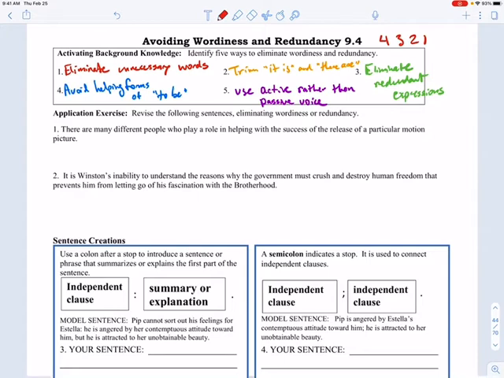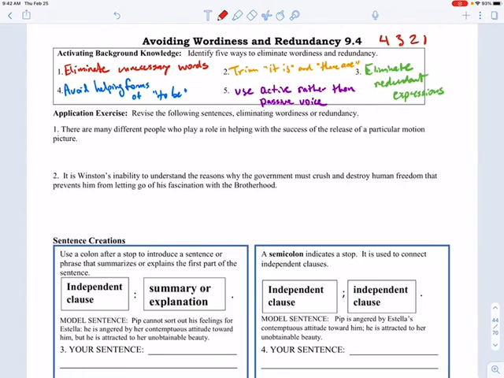These are 5 ways to eliminate wordiness and redundancy. First, number 1, eliminate unnecessary words. So you don't want a bunch of extra words that are not necessary in your writing. Trim "it is" and "there are." Often we start sentences with those 2 words, and we often can just eliminate them, and the sentence will sound stronger and more powerful. Eliminate redundant expressions. So if you're saying the same thing with 2 different words, eliminate one.